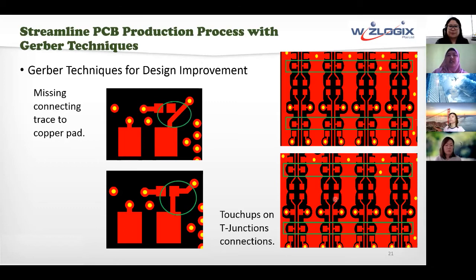As for T-junction, here we can see a 90-degree junction. So if you cannot avoid this kind of 90-degree junction or 90-degree routing due to length matching or differential pair requirements, what we can do is just add a little bit of trace here to make it like a chamfer or a 45-degree kind of routing. Okay, so just a little bit of touch up will go a long way.